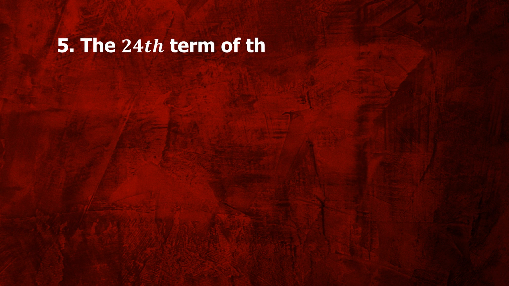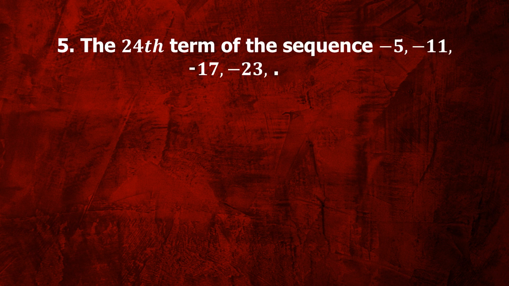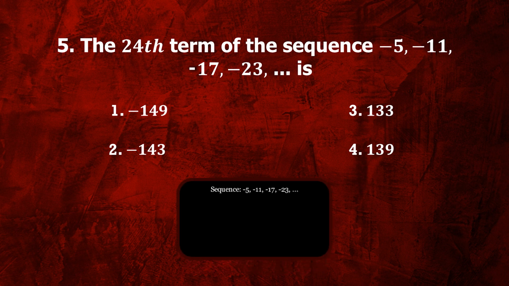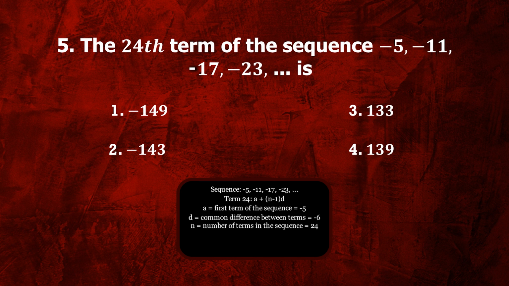Question 5. The 24th term of the sequence -5, -11, -17, -23 is. First, let's write down the first 4 terms of the sequence. To find any term of this sequence, we can use a formula that involves 3 variables, a, d, and n. A is the first term of the sequence, which is -5 in this case. D is the common difference between any 2 consecutive terms of the sequence, which is -6 in this case, because each term is 6 less than the previous term. N is the number of terms in the sequence, which is 24.